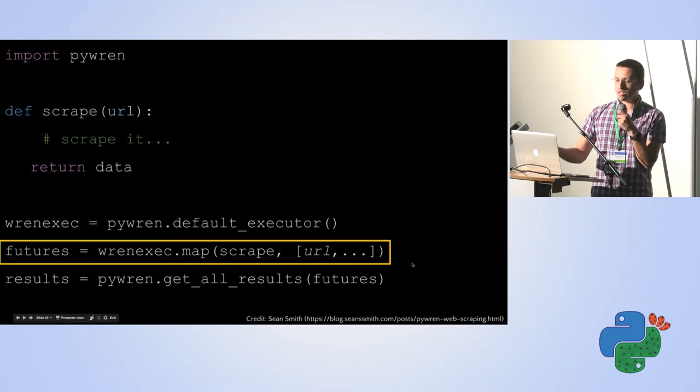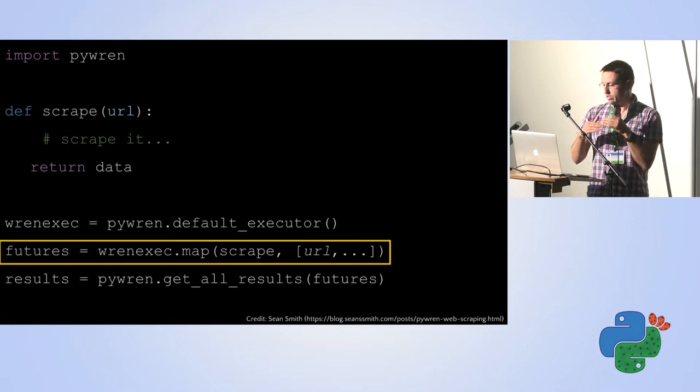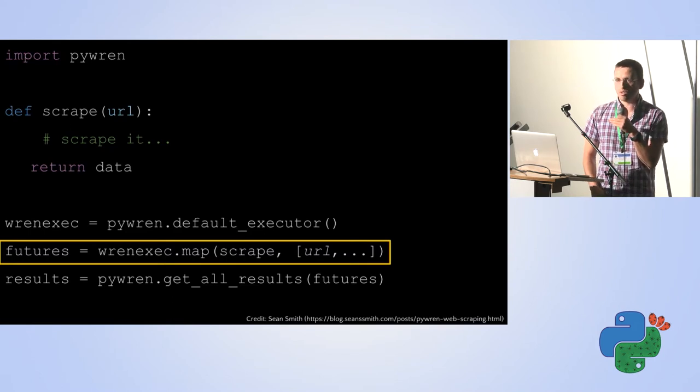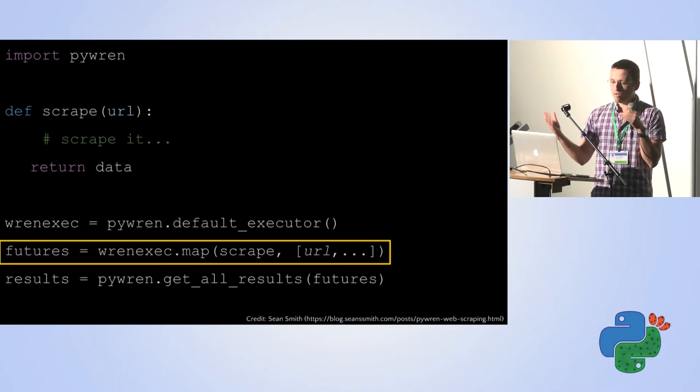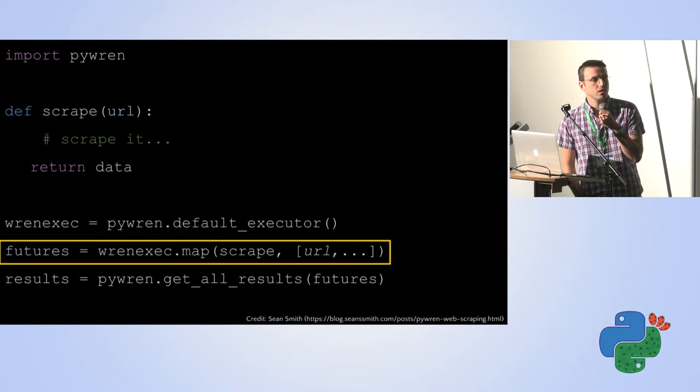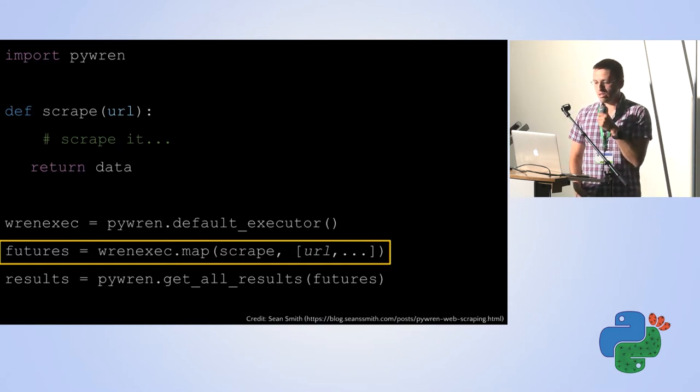So basically what you have here in one line is the packaging and the deployment and the execution of a distributed compute of Lambdas just by one code. And this example was being used by Sean Smith to scrape a bunch of URLs, I think he did it in less than a minute, without managing any resources. So this is pretty cool.